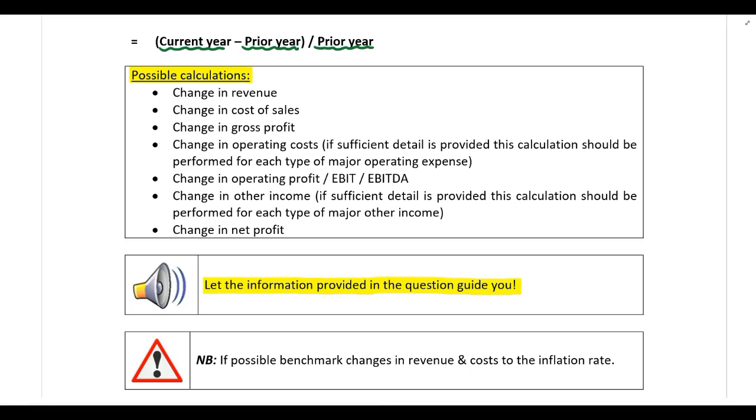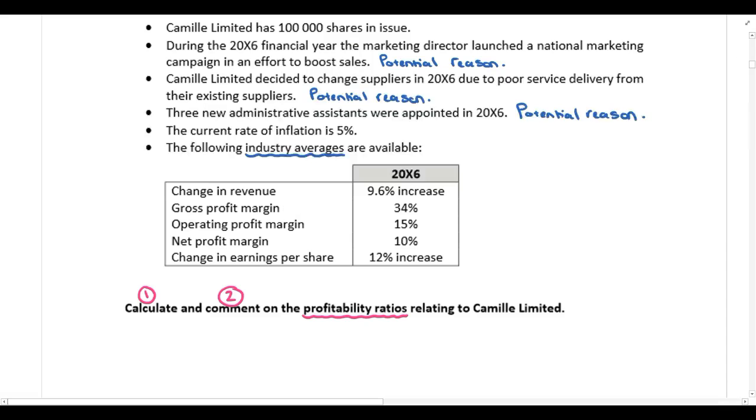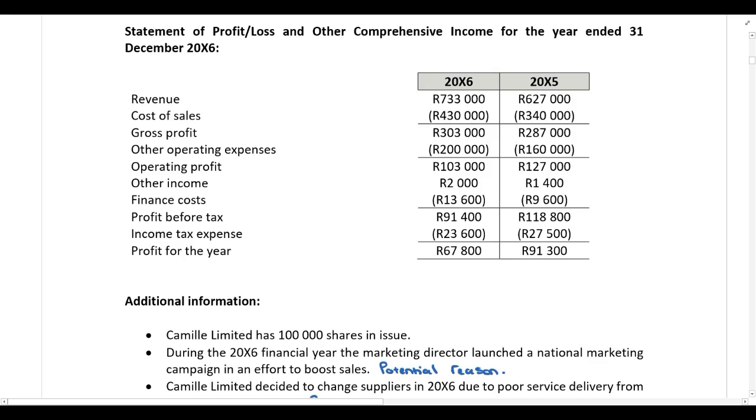So first, in our example, we can definitely calculate the change in revenue because we were given revenue for the current year and also the prior year. We can also calculate the change in cost of sales. We have the available information. We can calculate the change in gross profit. We can also calculate the change in operating costs. We can calculate the change in operating profit. Now, I just want you to go back to the example. If you look at the layout of the statement of comprehensive income, we were given operating profit over here. So we are going to calculate the change in operating profit, the movement from last year to this year.